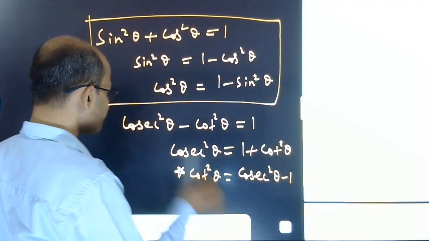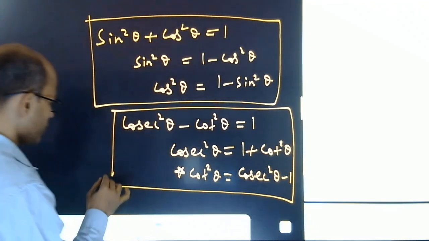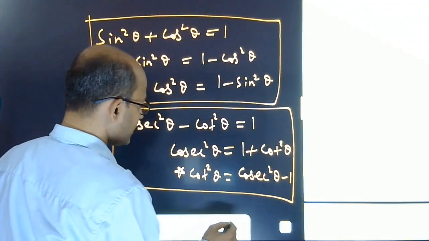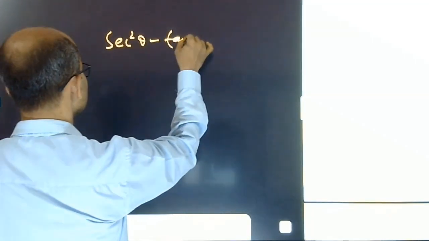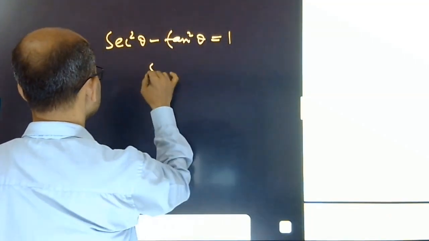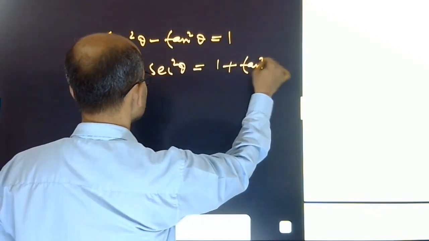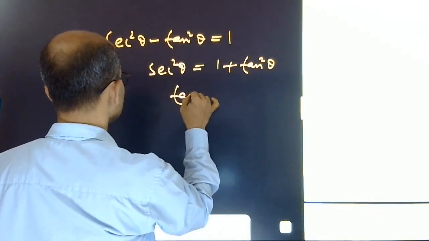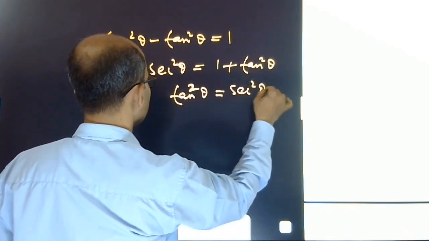Moving ahead, just encircle this and note it down. Another formula that will be used very frequently in identity problems is sec square theta minus tan square theta is equal to 1, and sec square theta is equal to 1 plus tan square theta, and tan square theta is equal to sec square theta minus 1.